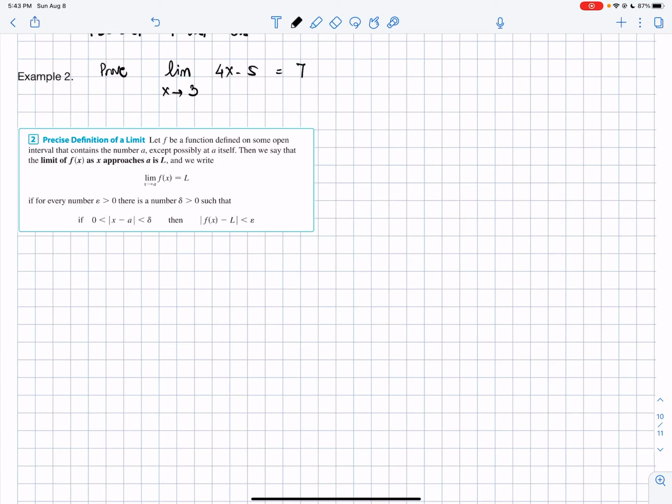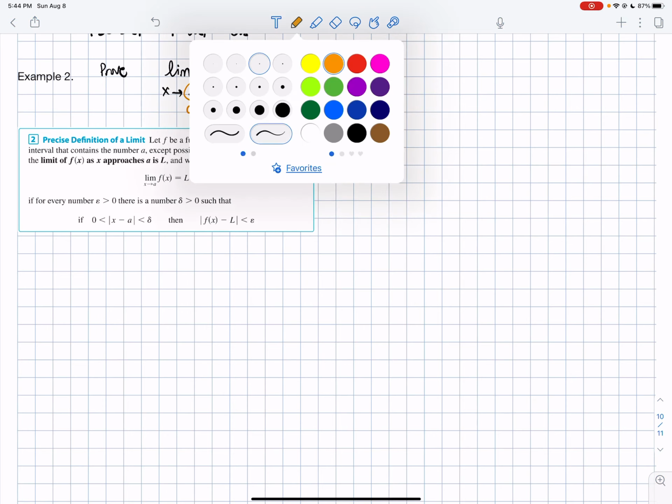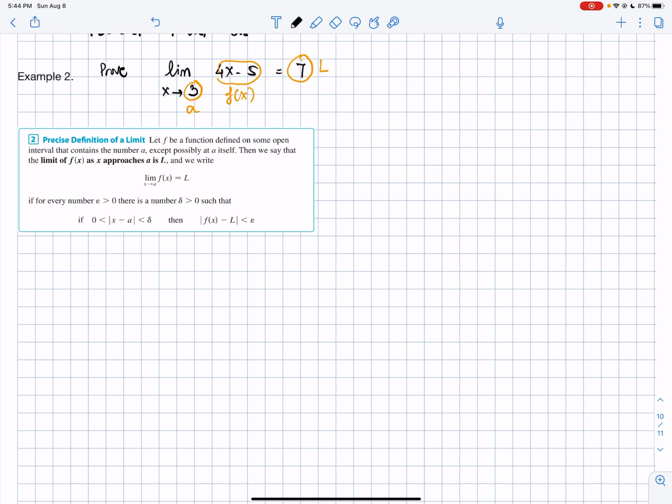Example number 2, we want to prove the limit of 4x minus 5 as x approaches 3 equals 7. So first of all, let's verify that the 7 will be the limit and the 3 will be the a. This will be our function. 4x minus 5 is the f of x. So we will begin from this sentence.